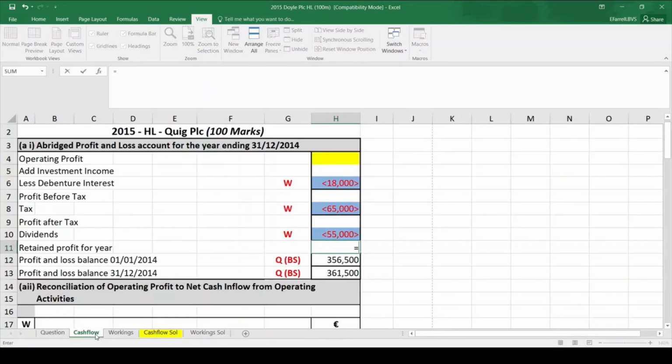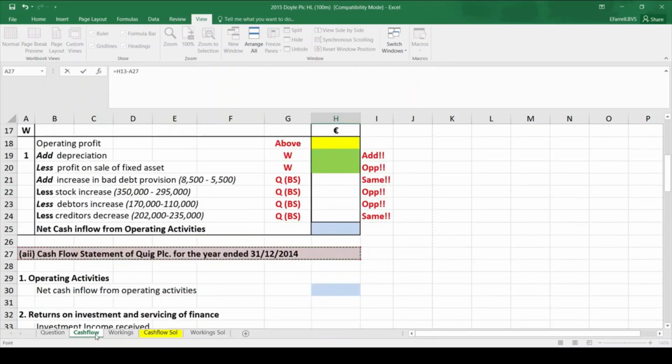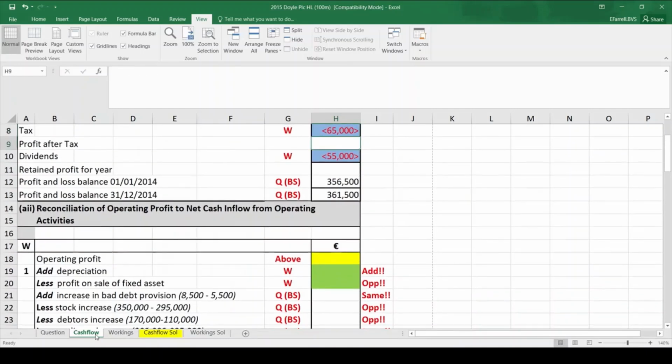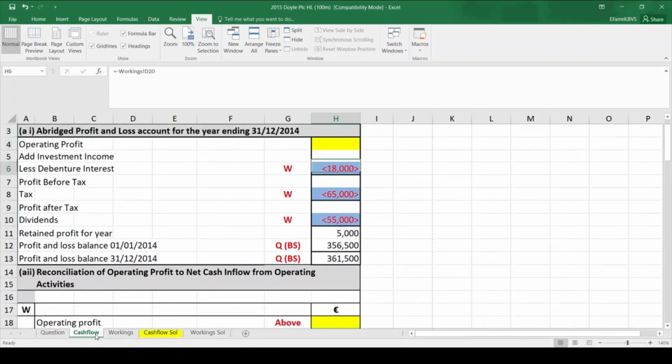So my profit for the year must be the difference between the two of them. So my profit went from 356,500 to 361,500. So my profit must have been 5,000, as it went from 356 to 361,500. So now working our way back up, some figures, the profit after tax less dividends of 55 gave me 5.